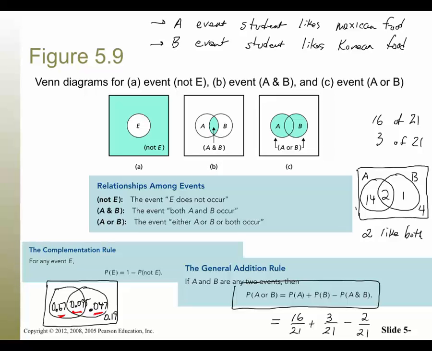Do you have all 3? But this 0.67 is, they like Mexican, but they don't like Korean. And then this is they like both, and this is they like Korean, but they don't like Mexican. So there's no overlap, so you just add them. But this is all students who like Mexican, including Korean. And this is all who like Korean, including Mexican. That's why you have to subtract. Does that make sense? Questions on that?